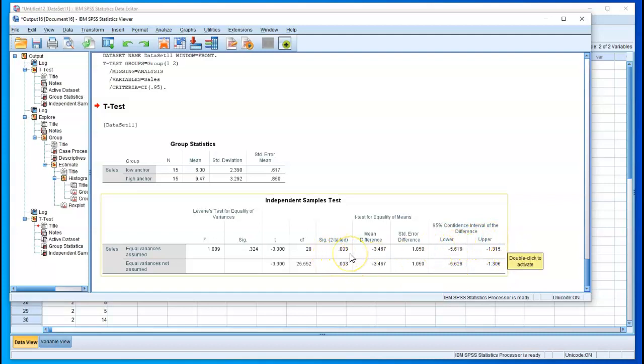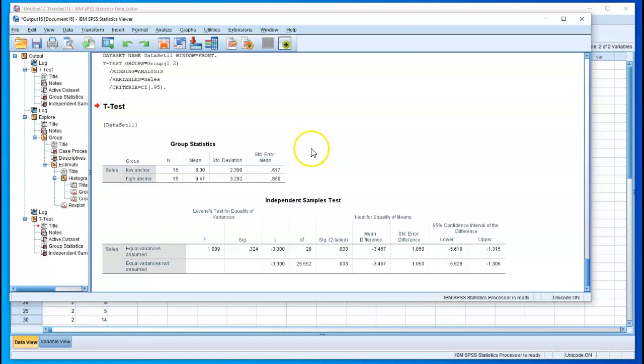So this low p-value suggests that the difference we're observing between our means is not likely to be due to sampling error. And we have a mean difference of 3.5, right? So people were buying about 3.5 more in the high anchor condition than in the low anchor condition.